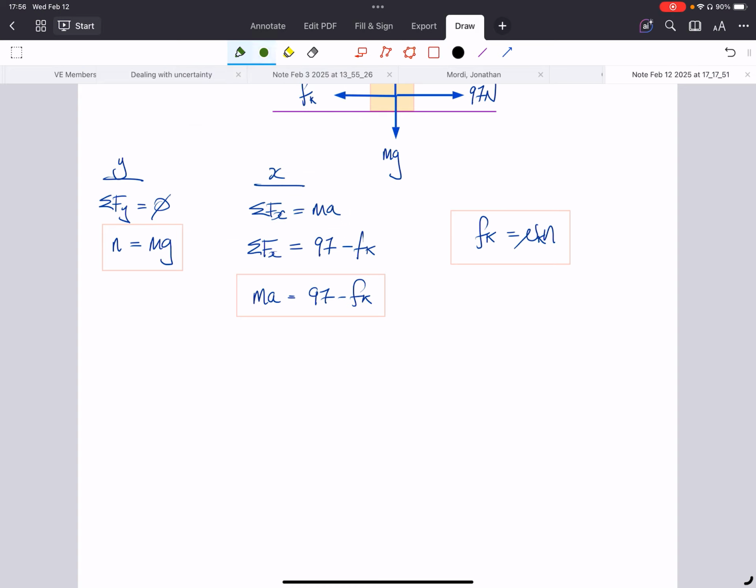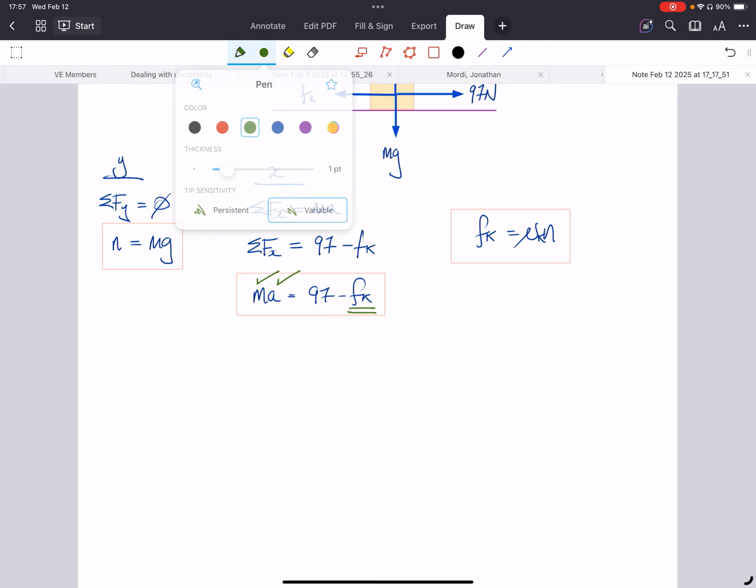What am I trying to find? Well, I'm trying to find the force of kinetic friction. It's present in this equation. So if I know everything else in that equation, I can solve for that force of kinetic friction. Do I know the mass of my box? Well, yes, I do. I'm told the mass of the box in the question, so I know that. Do I know the acceleration of the box? Yeah, I also know that. It's told me in the question.